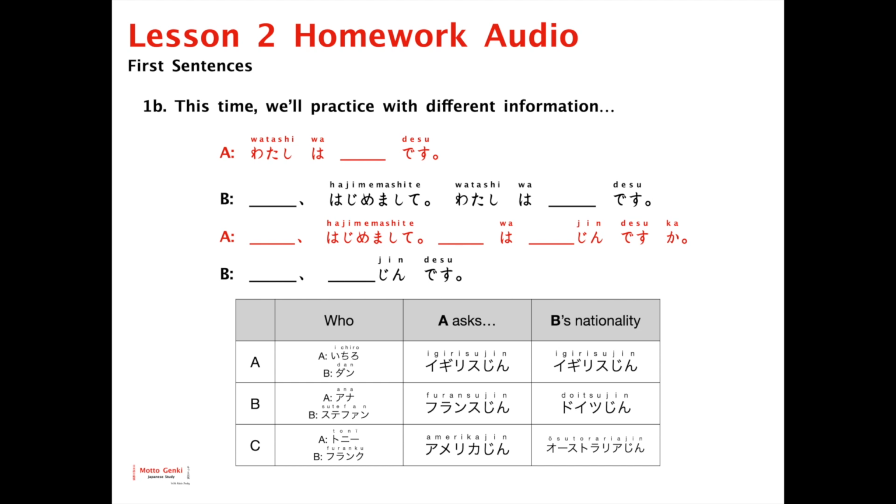Right, very good. Okay, now we'll switch. So I will be B and you can be A. And we'll start in 3, 2, 1.